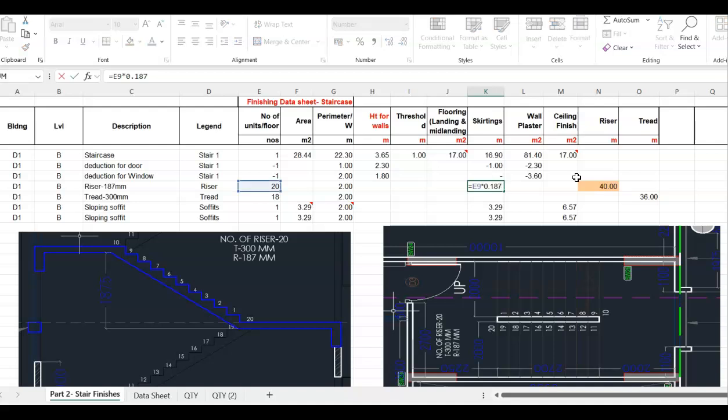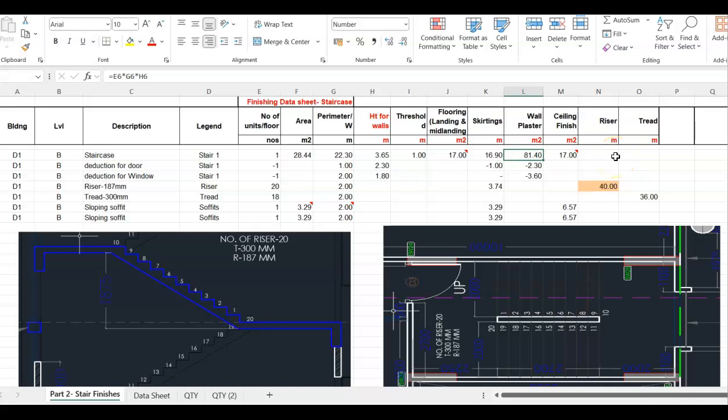Riser. Few clients give the skirting in the riser area also. And add this sloping length for skirting, for both the flights.